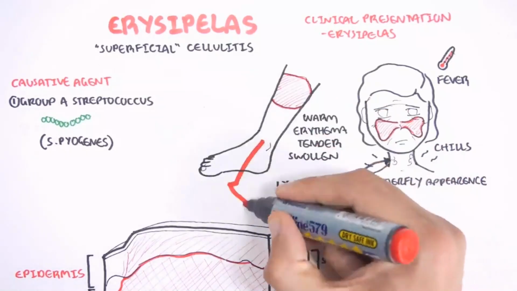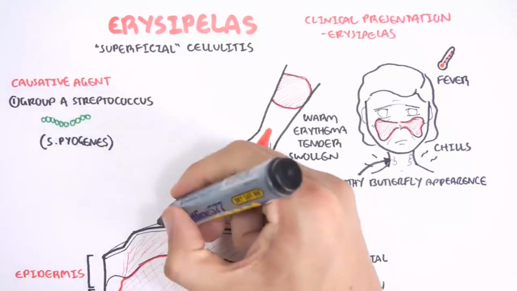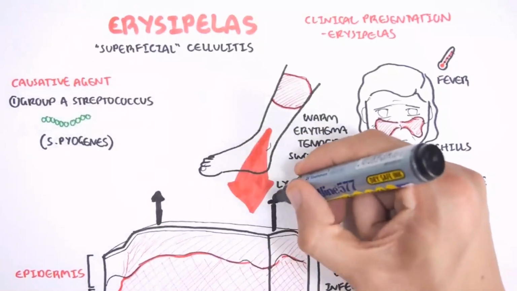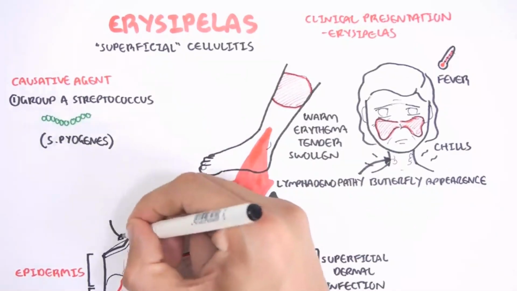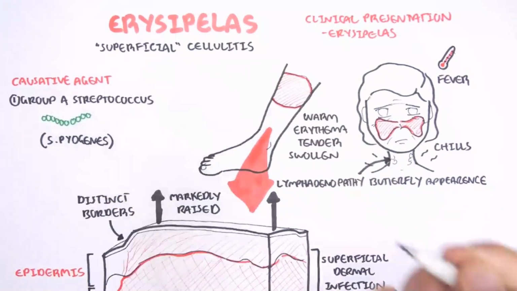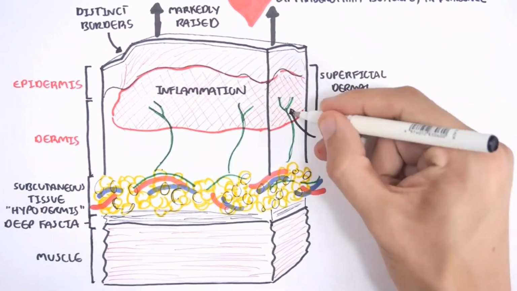So if we were to look at erysipelas again in this skin diagram, we can see that the whole skin area is markedly raised and it forms distinct borders. And this is because you have inflammation of the superficial dermis, which pushes everything up. And in this area, you also have your lymph vessels and their valves coming all the way up to the superficial dermis. And that is why you commonly get lymphatic involvement.